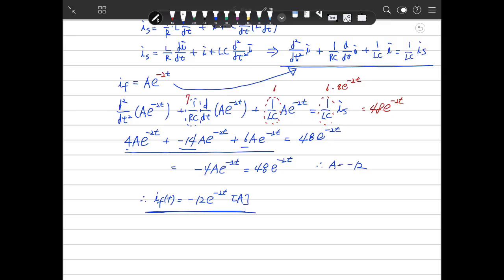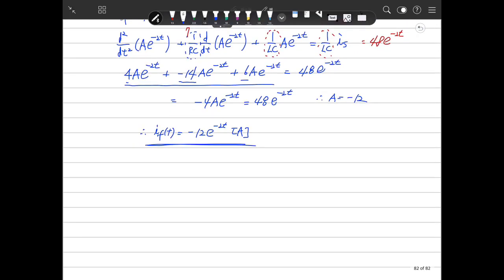But if there is another problem, example 9.7.2, if the source input is I_0, that means a constant.